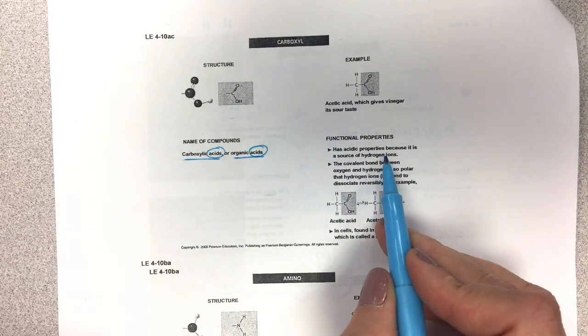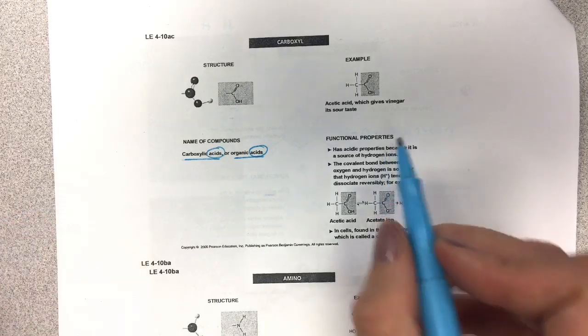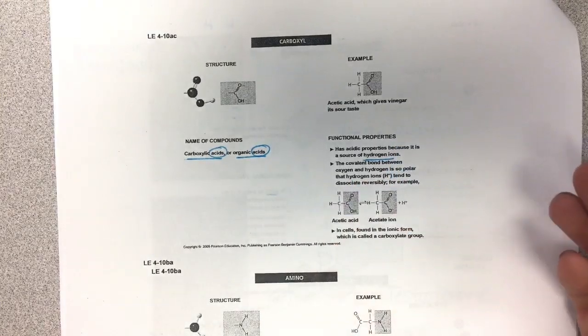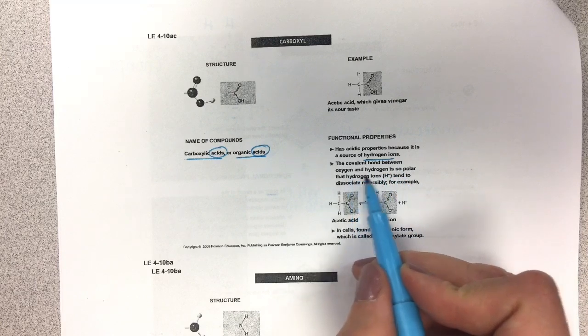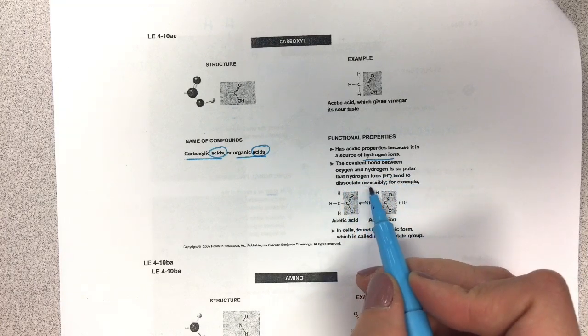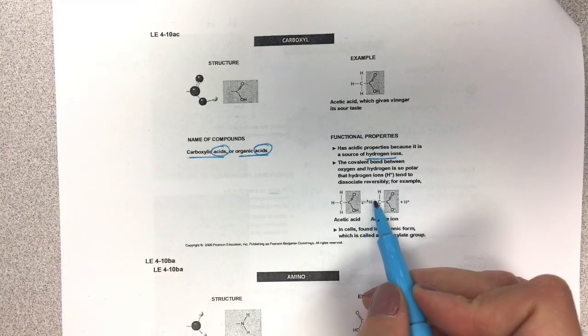What does it mean to be an acid? It releases what in water? It releases H pluses, so it's a source of hydrogen ions. And so it gives off hydrogen ions. As it says here, the covalent bond between oxygen and hydrogen is so polar that hydrogen ions tend to dissociate reversibly, meaning they can go back on. And so this goes back and forth here.